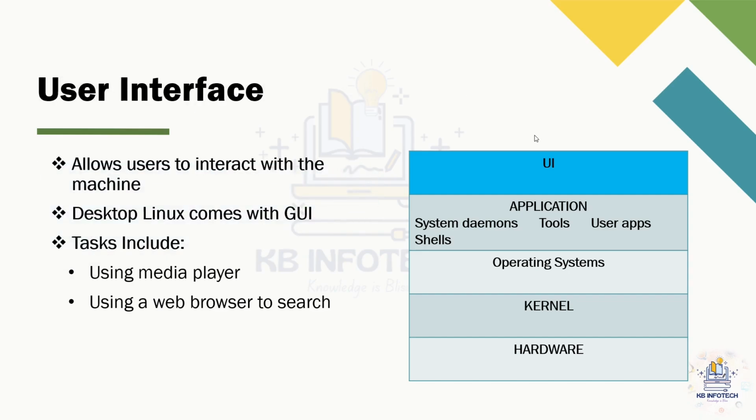The first layer, or the top layer, in a Linux system is the user interface. The UI allows users to perform tasks by controlling applications with a keyboard or any input device. Desktop versions of Linux include a graphical user interface or GUI layer, which is similar to Microsoft Windows. You might use a Linux machine to use a media player to watch movies or use a web browser to browse the internet and many other tasks.